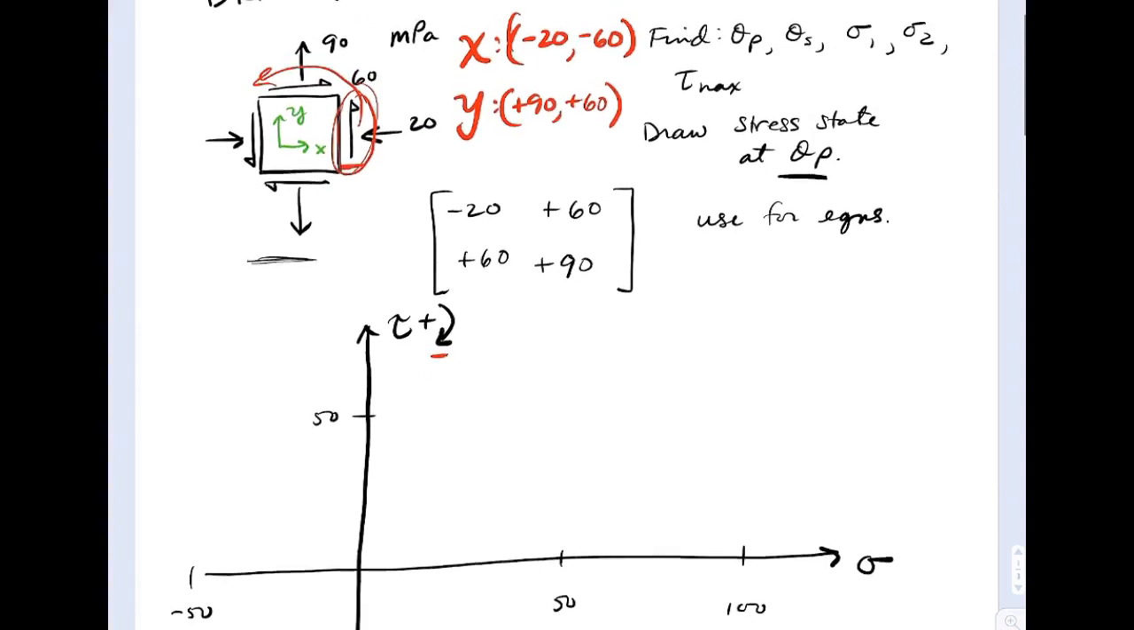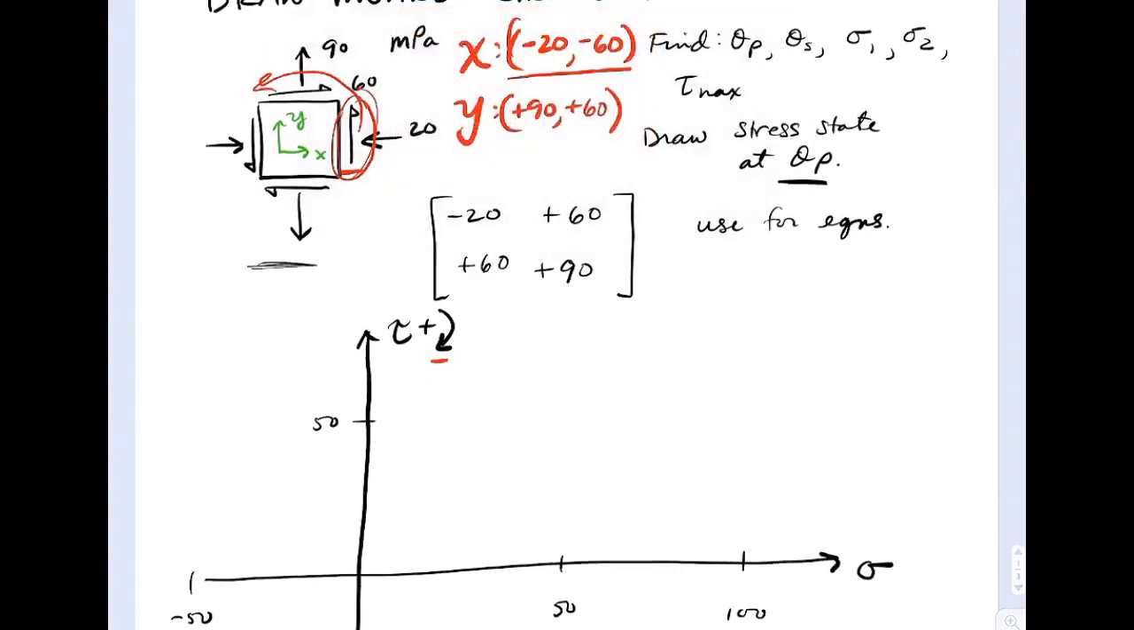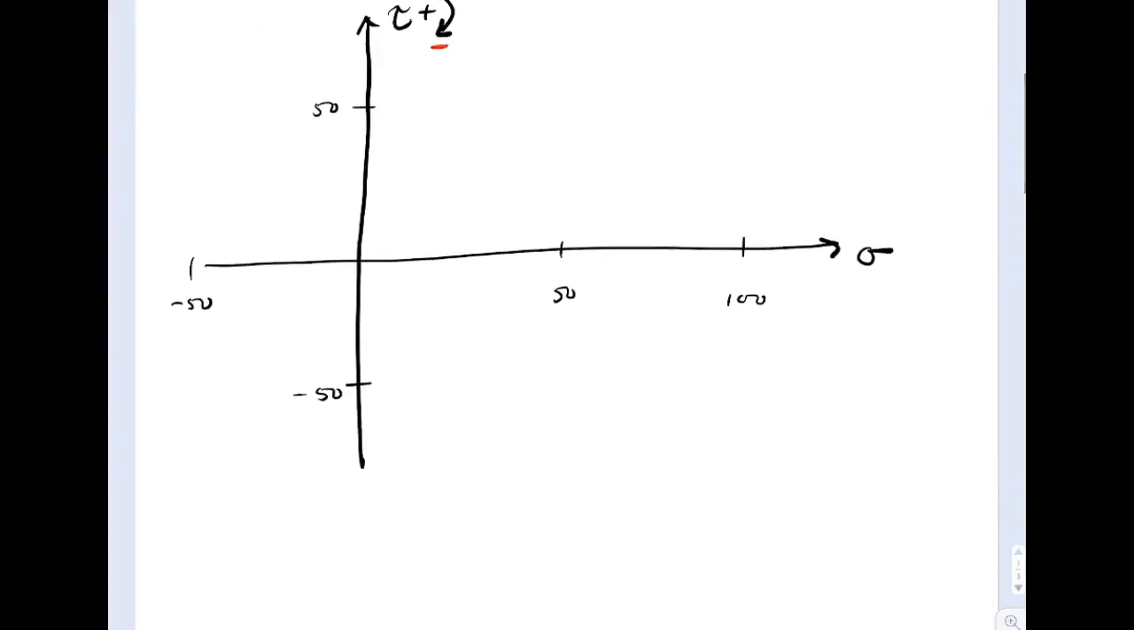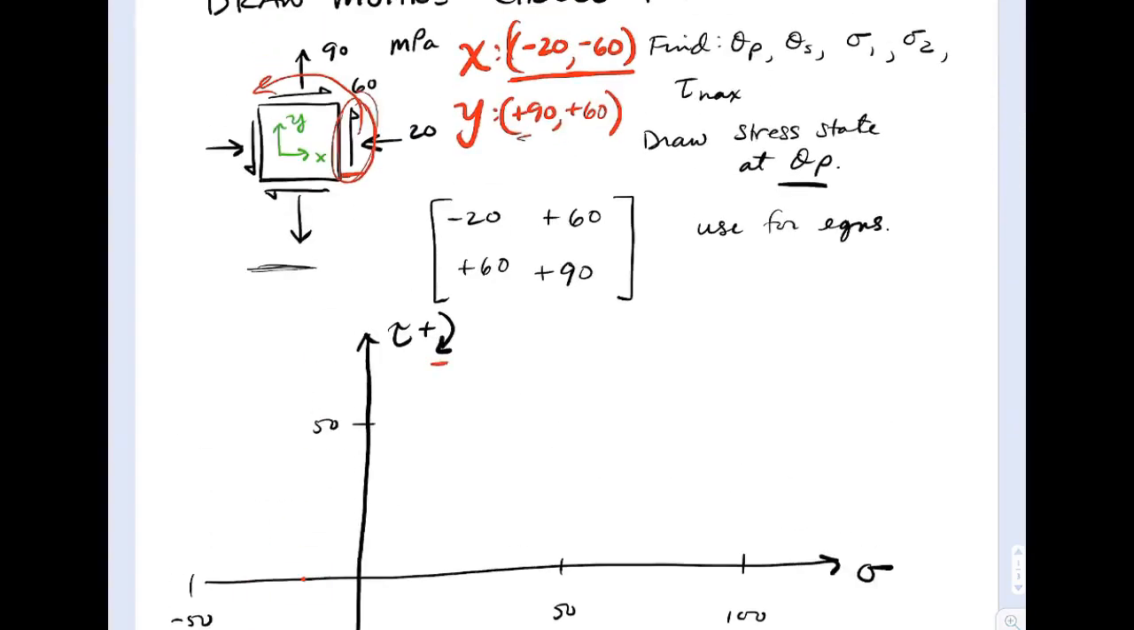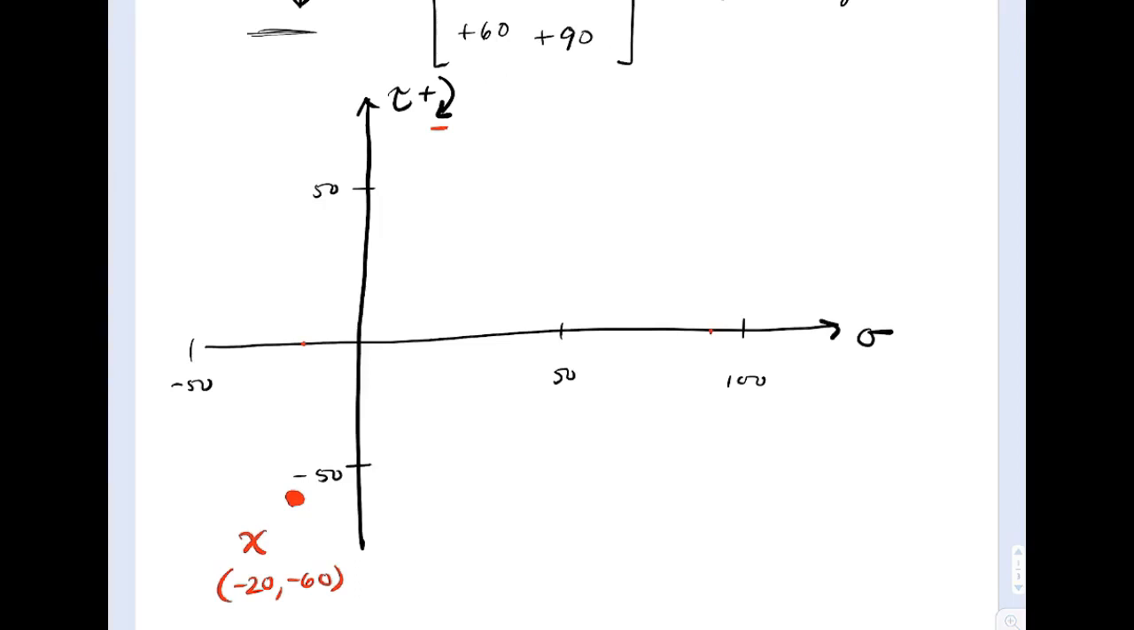So let's go ahead and plot our points, x and y. So we'll do this nice and red. So minus 20, comma minus 60. So about right here, down to here, there would be the x point. I'm going to label it minus 20, minus 60. The y point is at plus 90, plus 60. So I go over here to about 90 and about 60. So right about there, plus 90, plus 60.